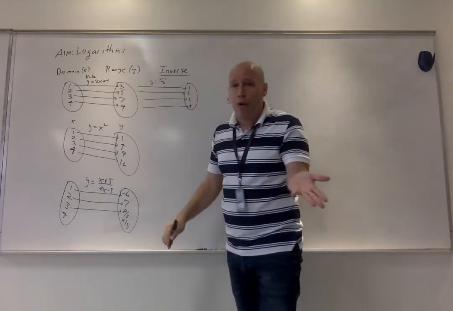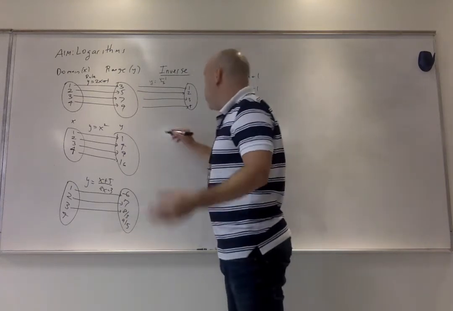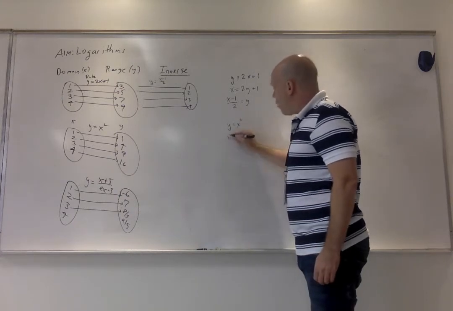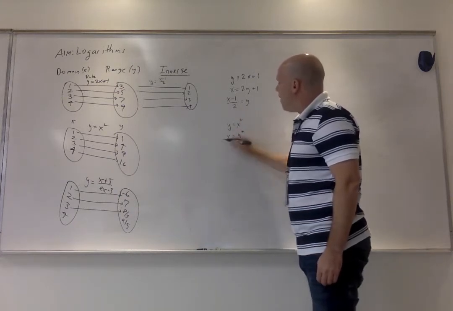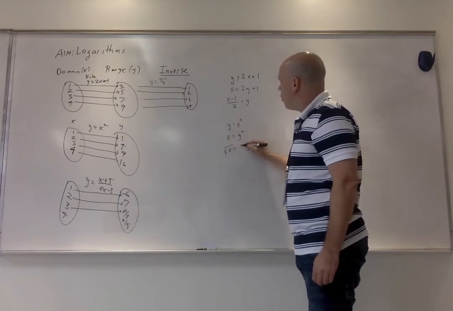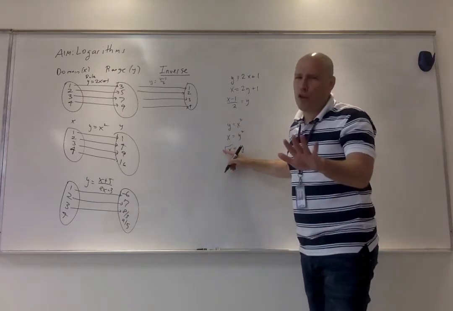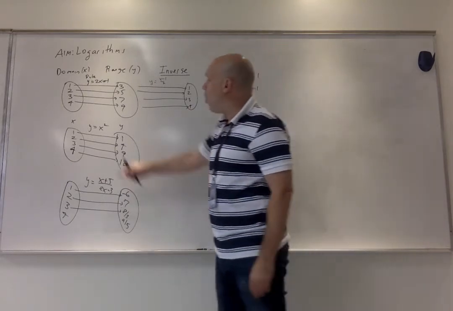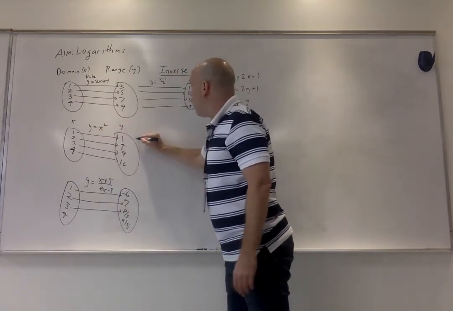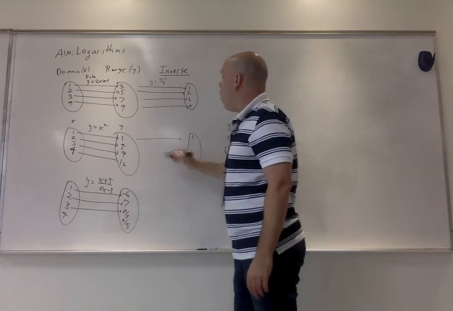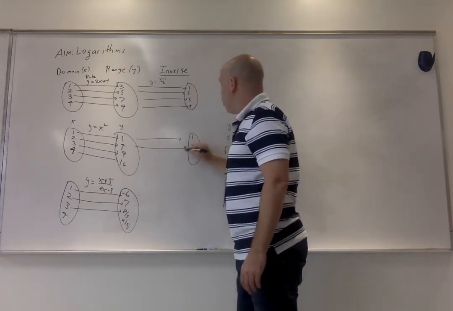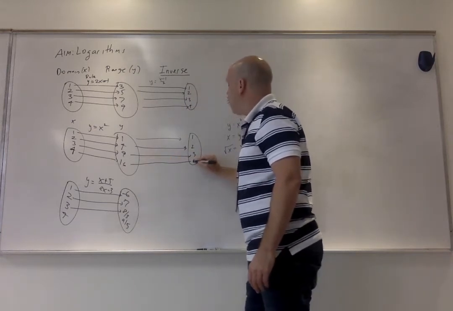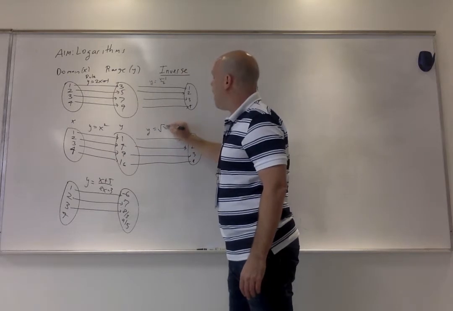How do we undo a square? Same idea. Write down the equation, switch the variables, and then solve for y. This is supposed to be plus or minus, but I'm just making it positive. That's the idea of the inverse. How do we undo squaring? We take the square root. What's the square root of 1? 1. What's the square root of 4? 2. What's the square root of 9? 3. What's the square root of 16? 4.